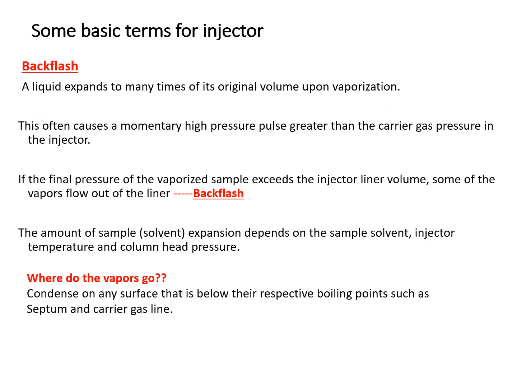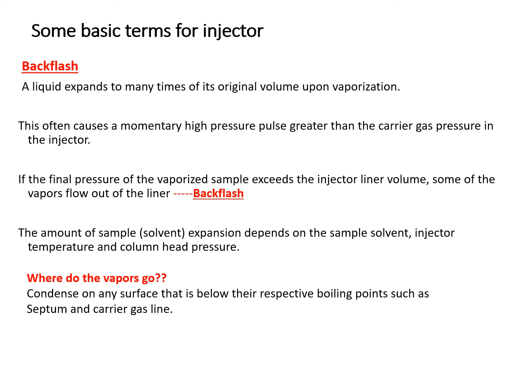Some basic terms for injector. A liquid expands to many times its original volume upon vaporization, which is considered backflash. This often causes a momentary high pressure pulse, which is greater than the carrier gas pressure in the injector. If the final volume of the vaporized sample exceeds the injector liner volume, some of the vapors flow out of the liner. So the amount of sample expansion depends on the sample volume, injector temperature, and the column head pressure. So class, where do the vapors go?